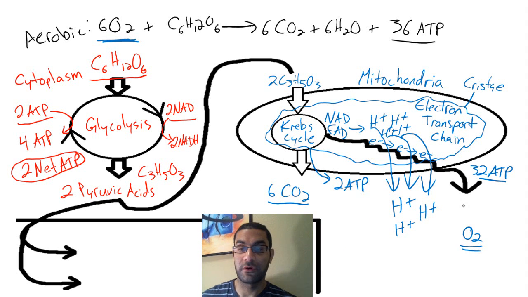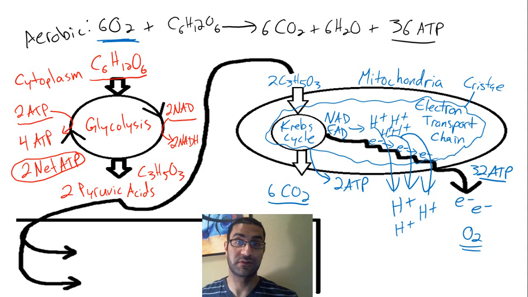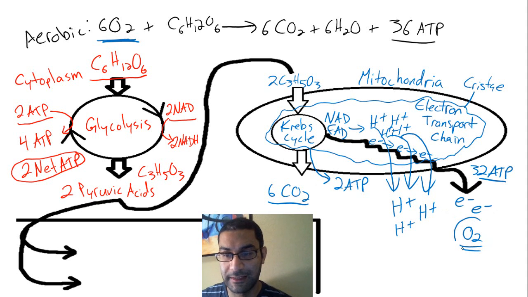And you also end up with a whole lot of these negatively charged electrons. It's a chain, and it ends. So the electrons are getting passed from protein to protein until they're eventually dropped off out in the fluid environment. Now this is where it becomes so important to have oxygen.